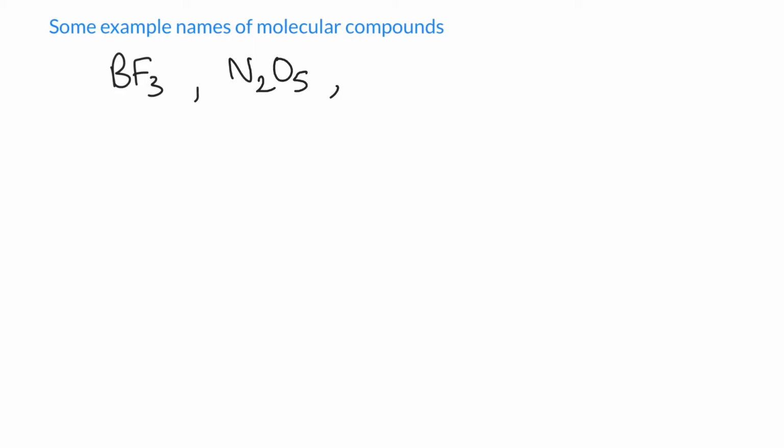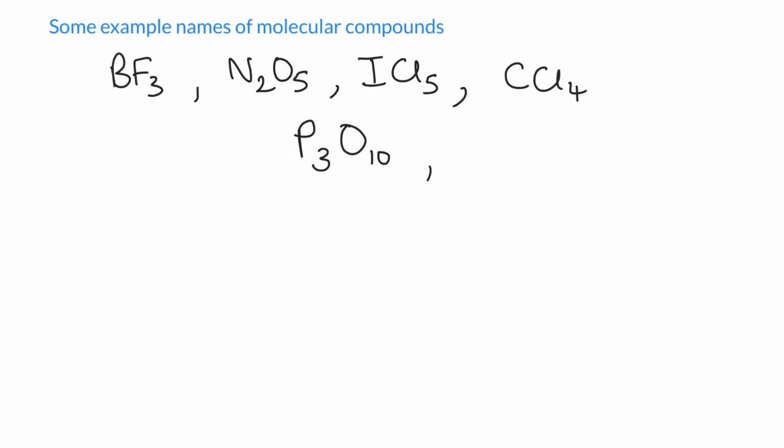Maybe something like ICl5, and maybe something like CCl4, and maybe something squirrely like P3O10. I'm not sure if that's real. And maybe one last one. What would be a good one? So ClO2.